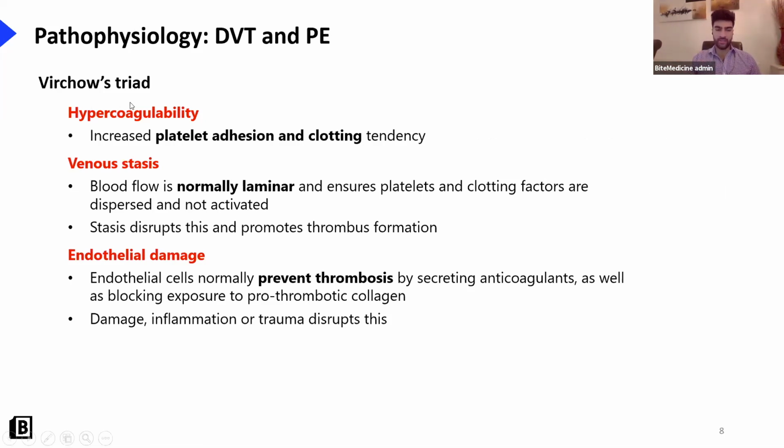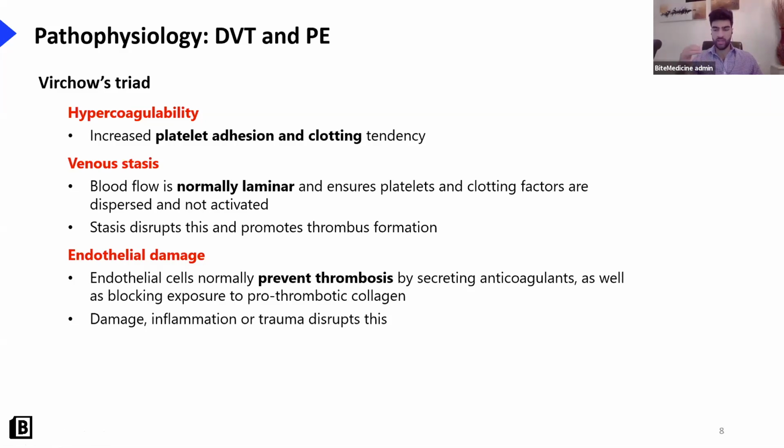Virchow's triad. This is going back to your first, second year pathophysiology. It consists of 3 components: hypercoagulability, venous stasis, and endothelial damage. If there is a dysfunction in any one of these domains, then you are predisposed to forming a clot. So hypercoagulability basically means increased platelet adhesion and clotting, okay? Your platelets tend to clot more, your coagulation factors tend to clot more, you're at risk of forming a thrombus. Venous stasis, well, obviously, if you have blood which is static, which isn't flowing properly, that's going to predispose you to forming a clot.